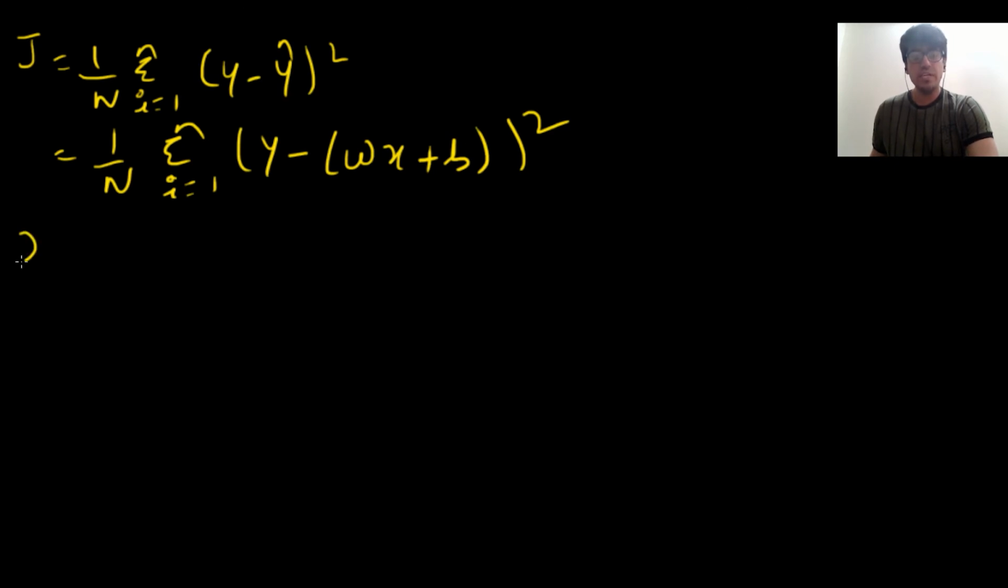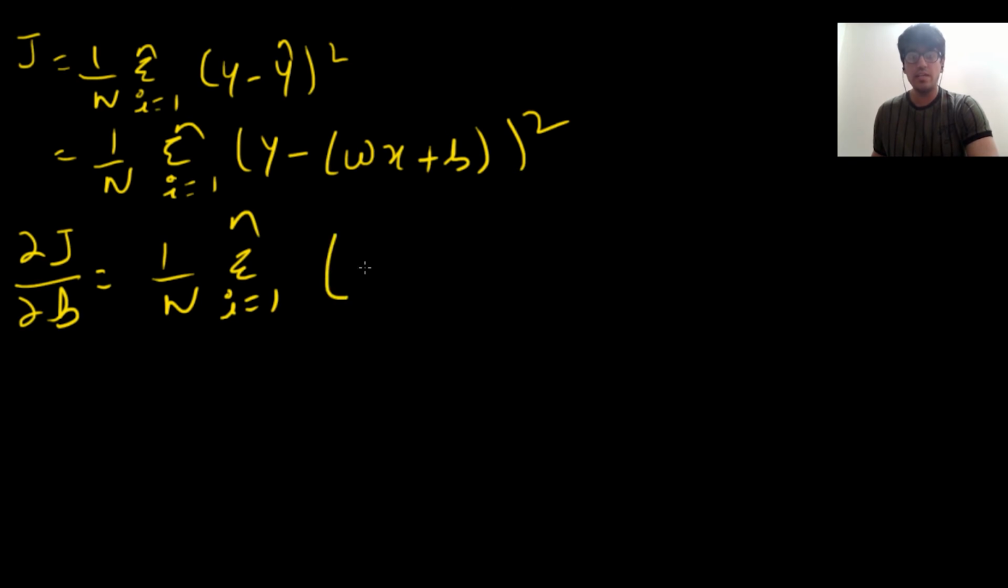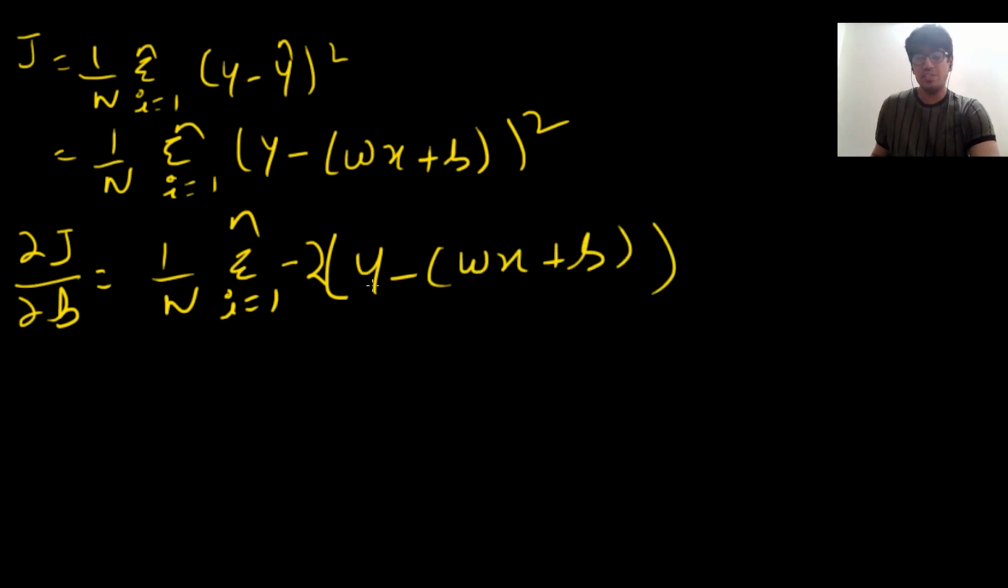Now, instead of taking the derivative with respect to the weights, let's take the derivative with respect to the bias this time. So it will be 1 by n into the summation of i from 1 till n, and here it will be minus 2 into y minus (wx plus b), and that's all. Since we are taking the derivative with respect to b, and b is a constant term, there will be nothing attached with the 2. So basically, again, just taking the derivative, nothing else.